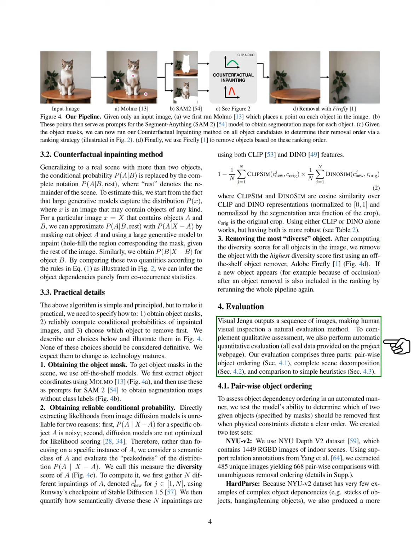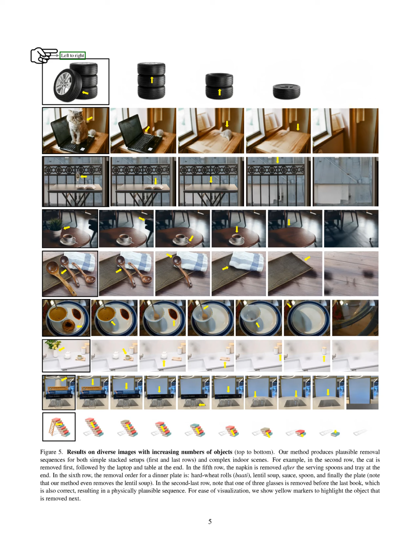For evaluation, we generate a series of images, allowing for human visual inspection as a natural assessment method. We also conduct automatic quantitative evaluations, which include 3 components: pairwise object ordering, complete scene decomposition, and comparisons to simple heuristics.